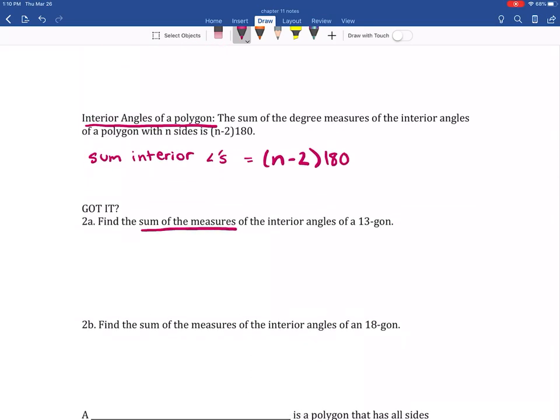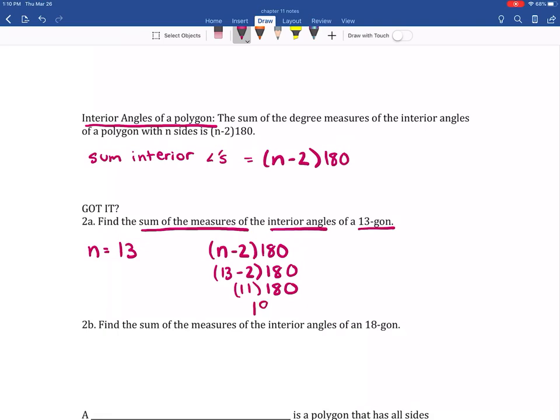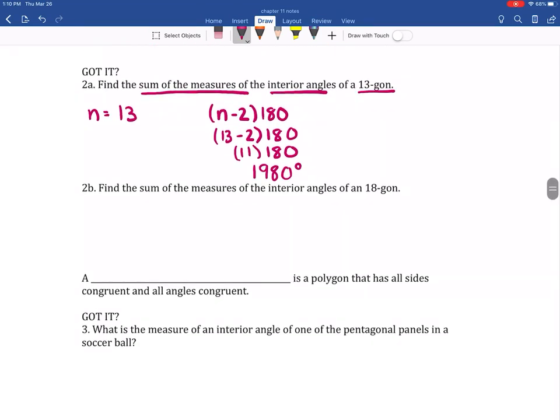So this one says, find the sum of the measures of the interior angles of a 13-gon. That means the number of sides is 13. So I'm going to plug it into my equation. n minus 2 times 180, which would give me 13 minus 2. PEMDAS tells me to do subtraction in my parentheses first. And now I'll multiply to find that in a 13-gon there are 1,980 degrees.